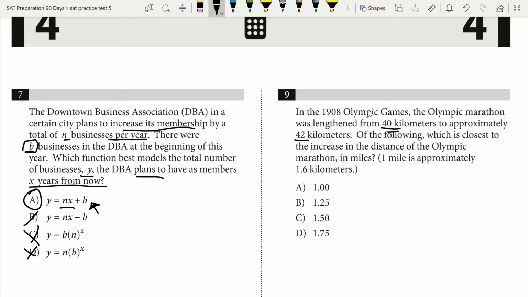Of the following, what's closest to the increase in the distance of the Olympic marathon in miles? Okay, it increased by 2 kilometers. So I've got 2 kilometers times 1 mile per 1.6 kilometers. I want my kilometers to cancel, so I'm going to have 2 over 1.6. I plug that into my calculator, and that's going to give me 1.25, so my answer there is going to have to be B. Okay, so number 9, answer there is B.